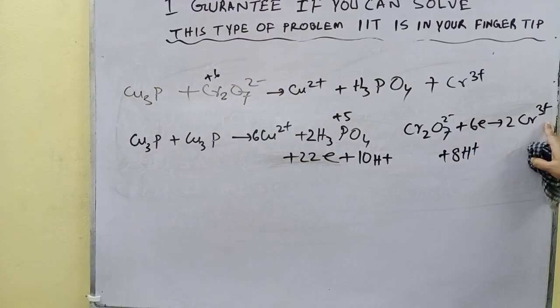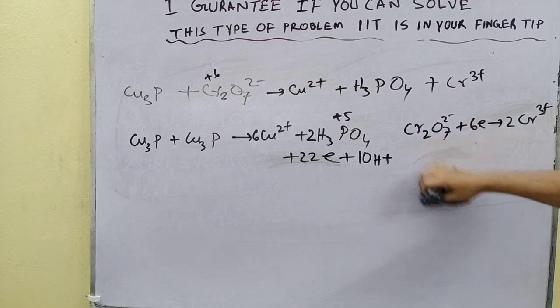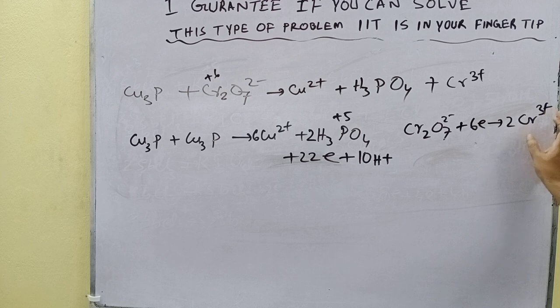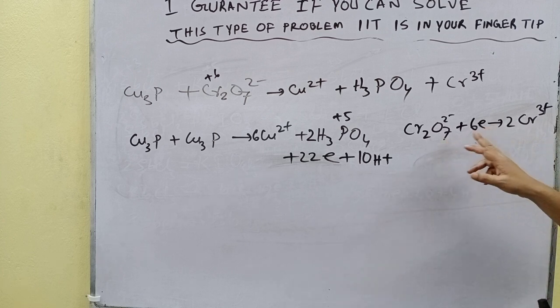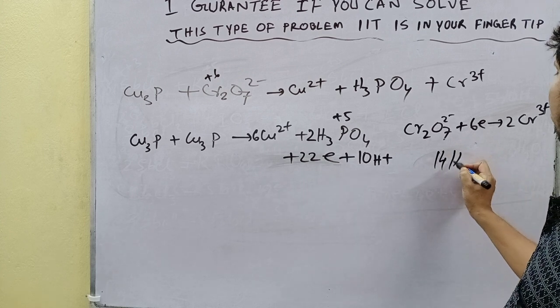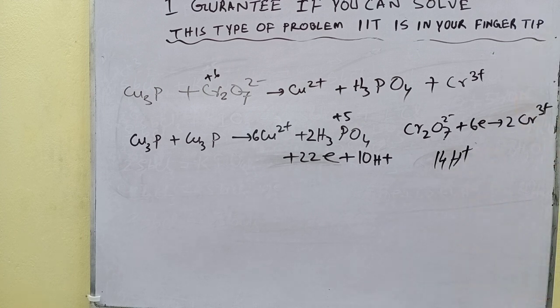There is also here a 6 plus. Okay, there is 6 plus, 6 plus here. To get 6 plus, we should add 8 plus 6, that means 14. 14 H plus we should add. Okay, 14 plus minus 8, so 6 plus remains. So this is the charge balanced equation.